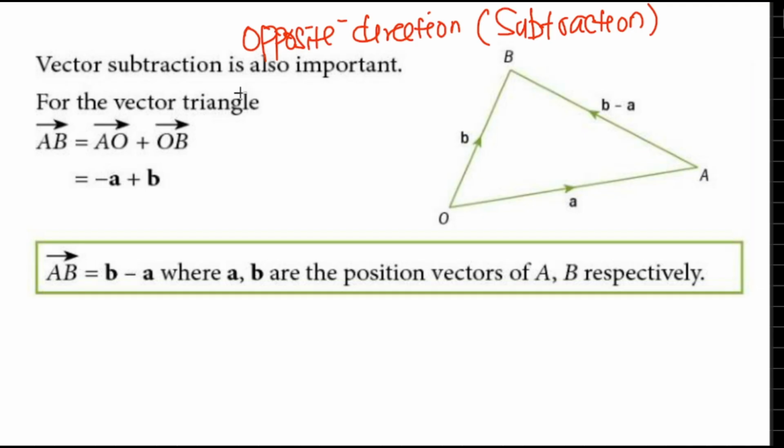So for the vector triangle, AB equals... you know that AB is OA. The direction is different. You can see that this is the direction of B, and this is the direction of A. The direction does not follow each other. So AB is AO plus OB. Normally, if we want to add this vector, this is what we are doing.